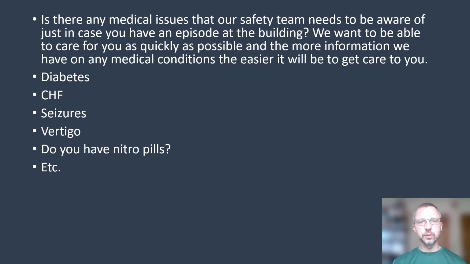And then you want to get a little detail from them, and just say something to the point of, is there any medical issues that our safety team needs to be aware of, just in case you have an episode at the building? And then just let them know that you want to be able to care for them as quickly as possible in the right manner. So, if they're diabetic and they come in one day smelling like they've been drinking all night, you know that they need some glucose. And that's also where your medical team would come in and say, oh, okay, this guy's probably diabetic. But if you can already go get the glucose, you take care of it.